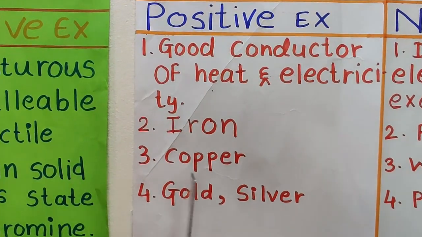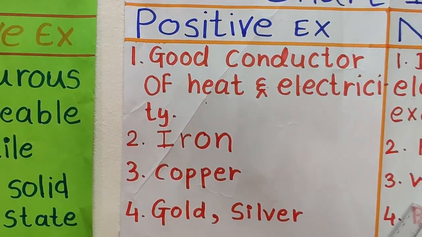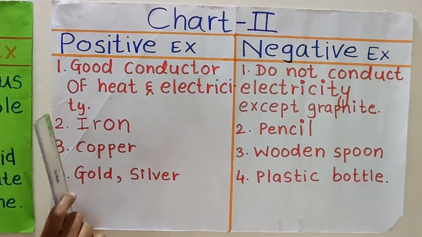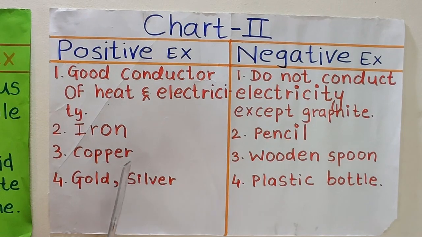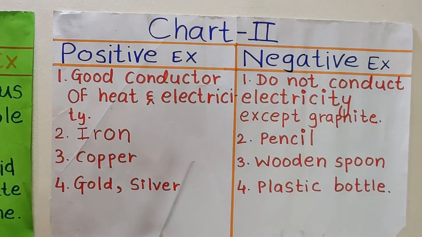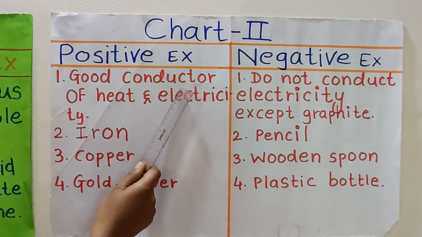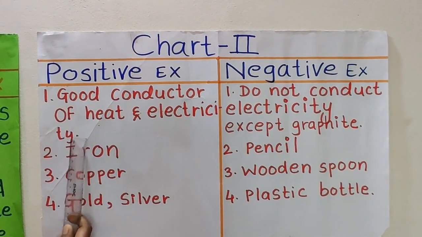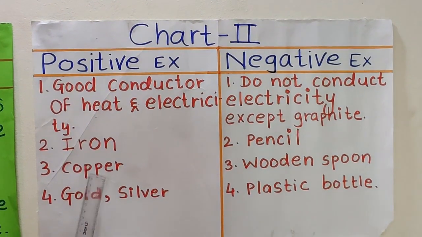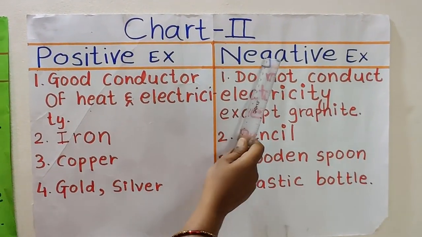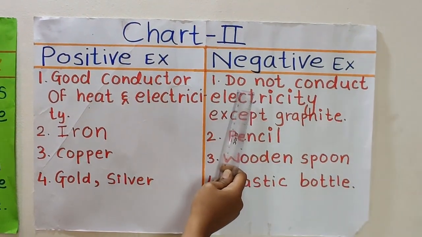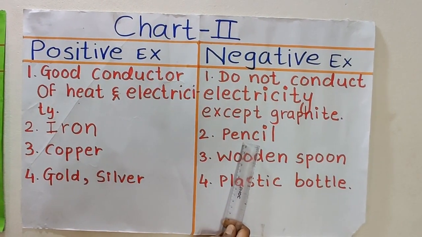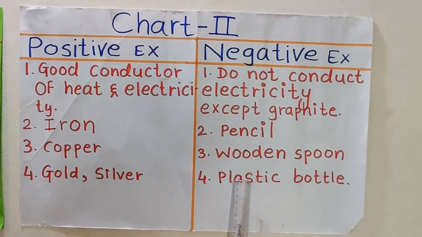All of you observe both these positive and negative examples and think about the concept. Can you read positive examples? They are good conductors of heat and electricity. Examples are iron, copper, gold and silver. Very good. Can you read negative examples? They do not conduct electricity except graphite. Examples are pencil, wooden spoon and plastic bottle.